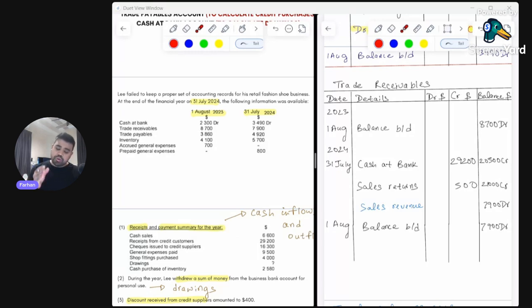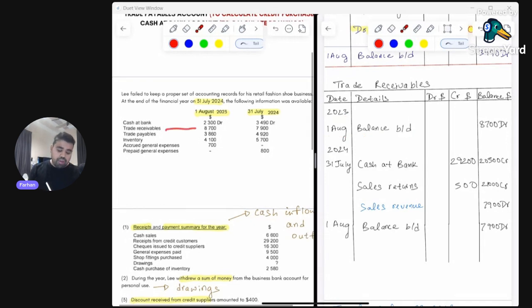So here I have the usual 5-column format for the trade receivables ledger account. And we're going to start with the opening balance at 1 August 2023, which is given at the very beginning of the question. You will see right underneath the balance for cash at bank at 1 August 2023 that trade receivables have a balance of 8,700. So this is the opening balance we included on 1 August 2023. And obviously it's a debit balance because we're dealing with assets, and by default, all assets should have an opening balance on the debit side.